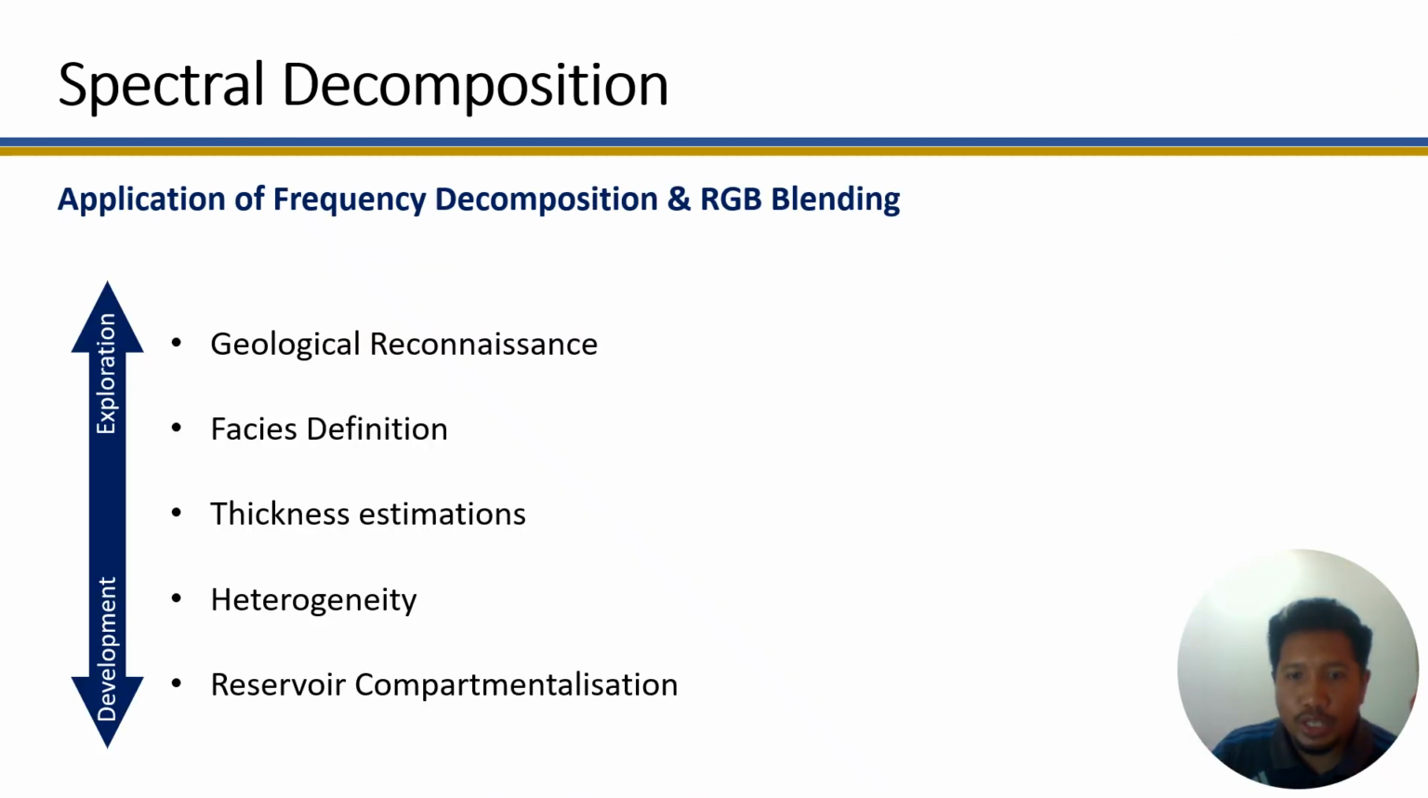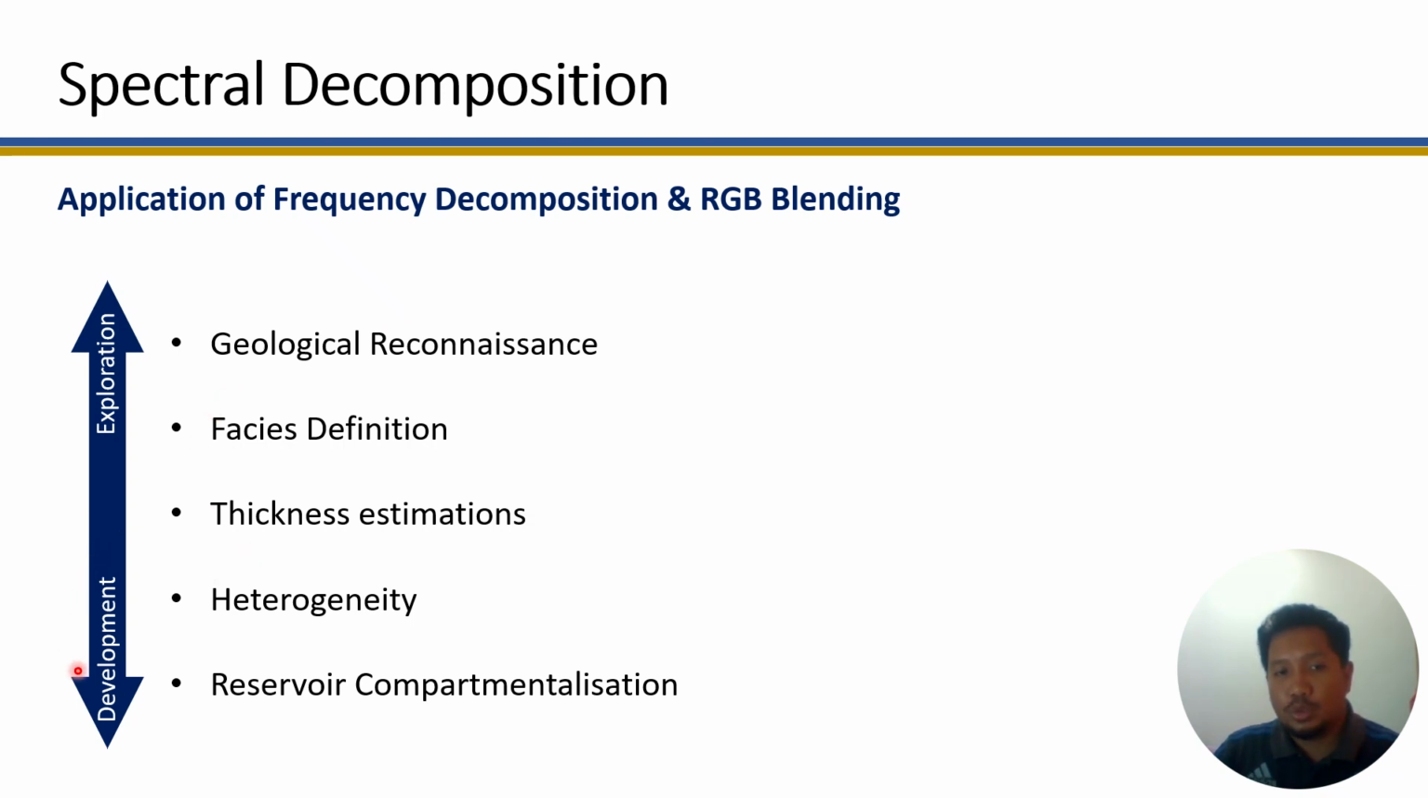So next, we are going to take a look at the application of frequency decomposition or spectral decomposition and RGB blending. The applications of frequency decomposition or spectral decomposition and RGB blending can be conducted starting from exploration stage until development stage. So most commonly it is for geological reconnaissance, phase definition, thickness estimation. So these three are quite common for exploration and appraisal.